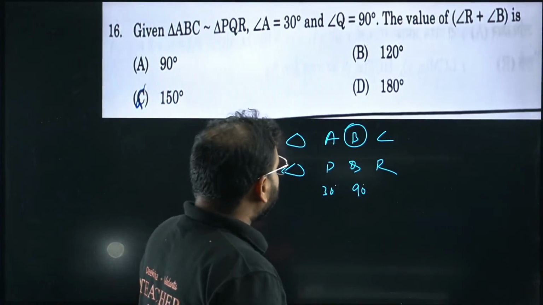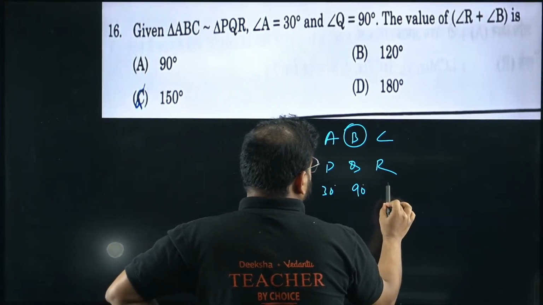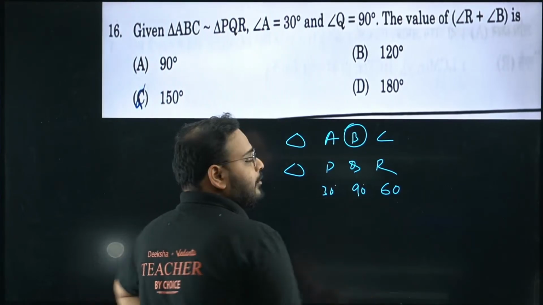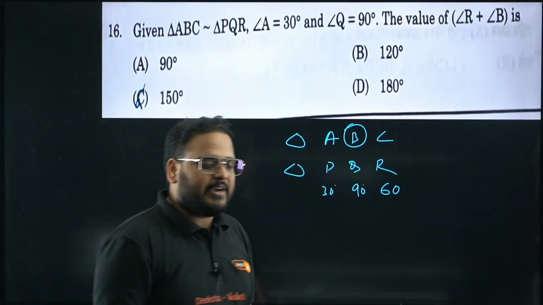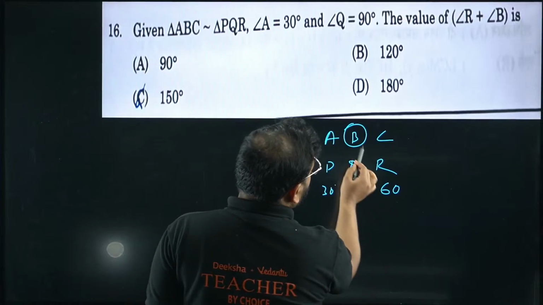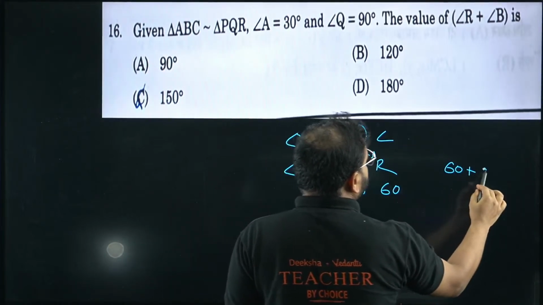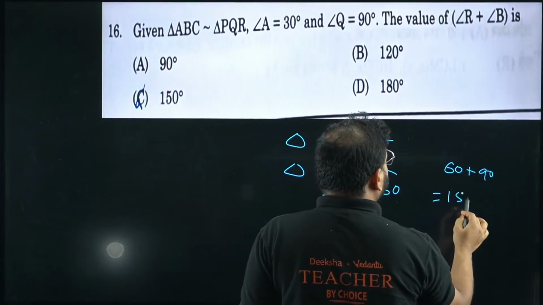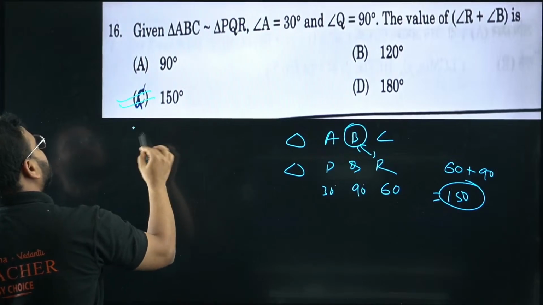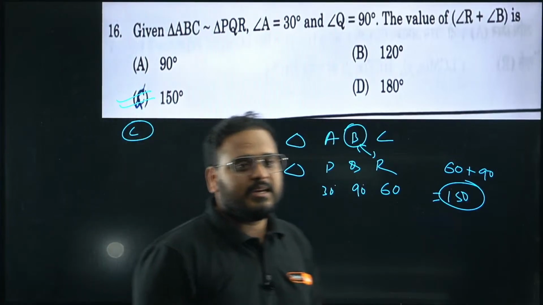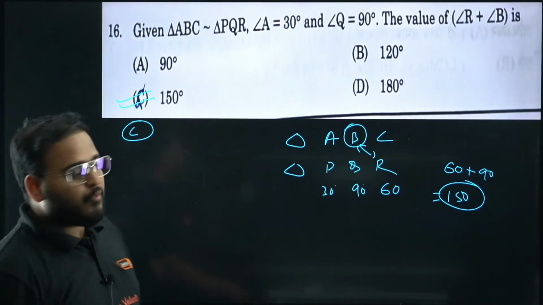What are they asking? R plus B. Think about it: if this is 30 and 90, it will become again 60, right? Because the total has to be 180 degrees. So 60 plus 30 is 90, 90 plus 90 is 180, right? So what are they asking? R plus B. So R is going to be 60 and B is going to be 90, giving me the value 150. Option C is correct. Please check. Okay, done. Moving on now.